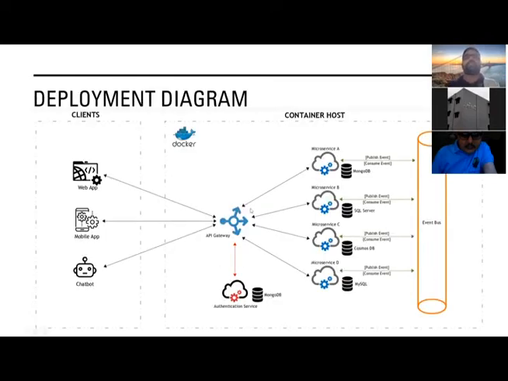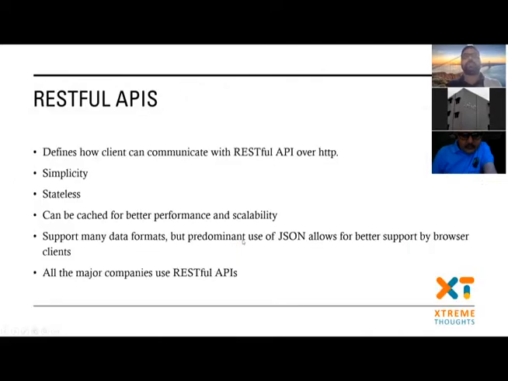Okay, so we talk about API at various places, like API gateway. So we'll see what is API. When we talk about API, those are RESTful APIs. Generally, RESTful APIs are used in microservices and they communicate over HTTP. They are very simple, they are stateless, they can be cached for better performance and scalability. It supports different data formats, but predominantly we use JSON as it is better supported by various browser clients, mobile clients, other small devices, various embedded systems and all. And all of the major companies, if you see now, use REST APIs and expose web APIs. Maybe Google, Facebook, Twitter, LinkedIn, every company exposes RESTful APIs.